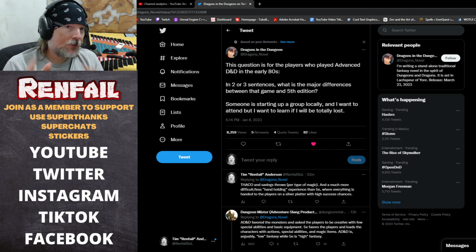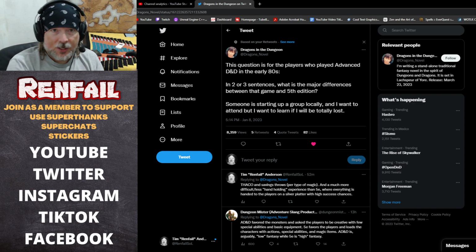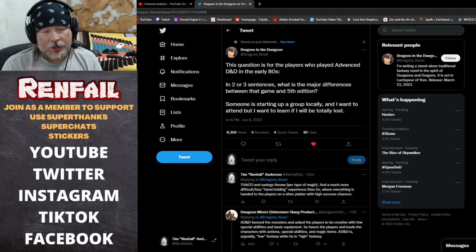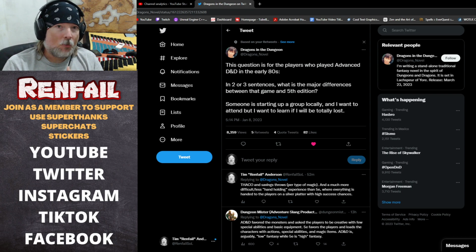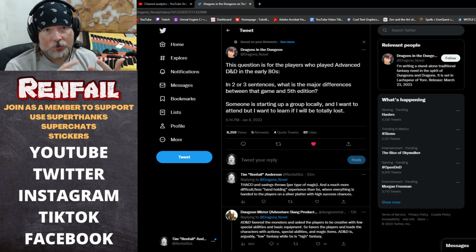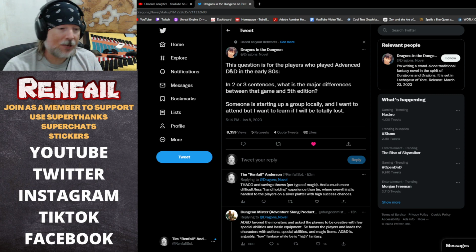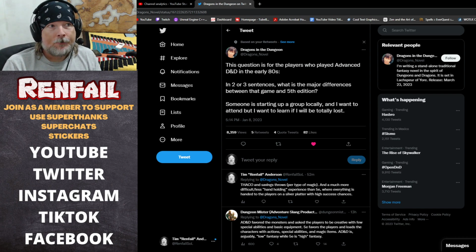One of the big differences between first and second edition versus third edition is the fact that it was all based off of the THAC0 system and it had original saving throws for different types of magic. Those are just two really quick examples. There's going to be more as we go through this thread. But what do I mean by that? So THAC0 was to hit armor class 0.